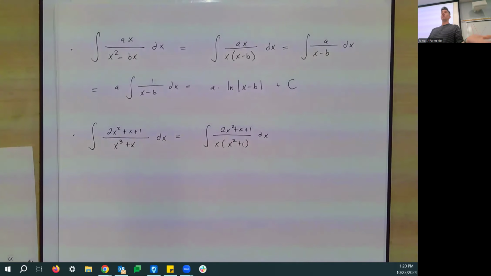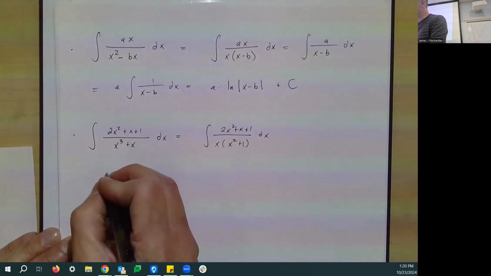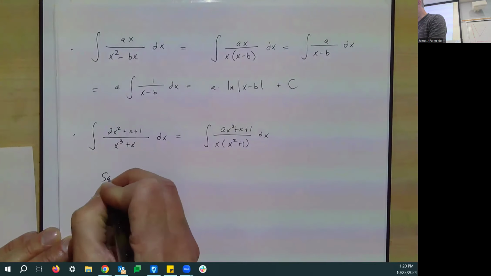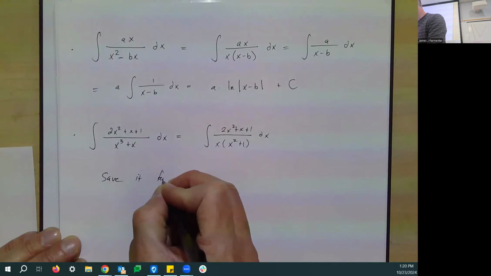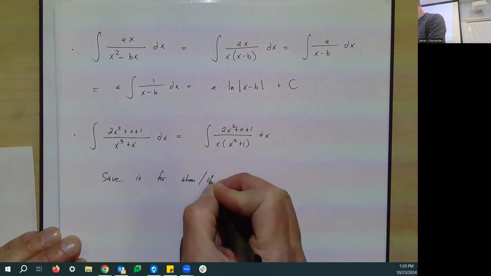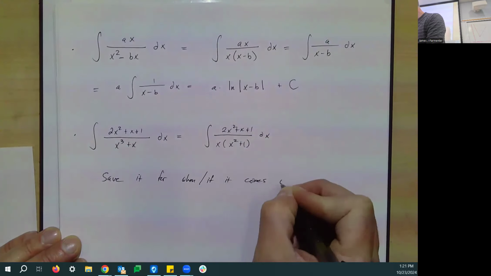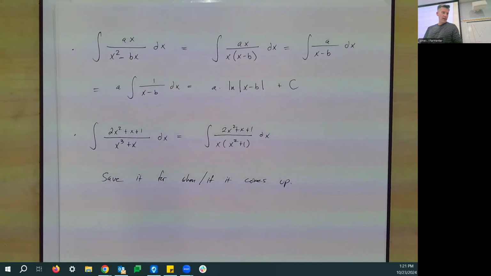So here's my question to you all. Has your class talked about irreducible quadratic factors? Are you expected to be able to anti-differentiate that? Anyone yes? Great, then we won't do it. I'll point out that it involves the arctangent, but it's kind of a pain in the butt. So if that's not something you all are doing, we will never do this or save it for when, if, it comes up. All right. Okay, that covers that.